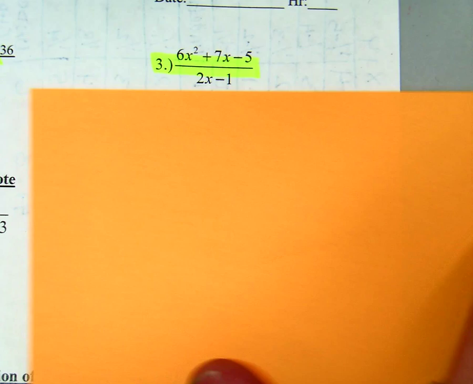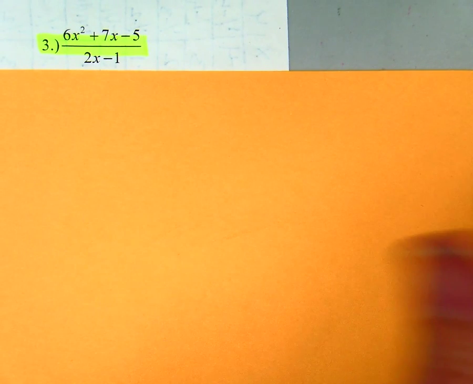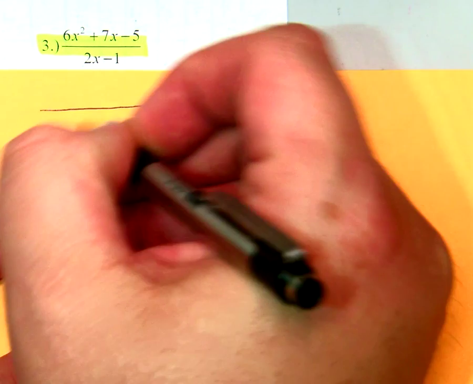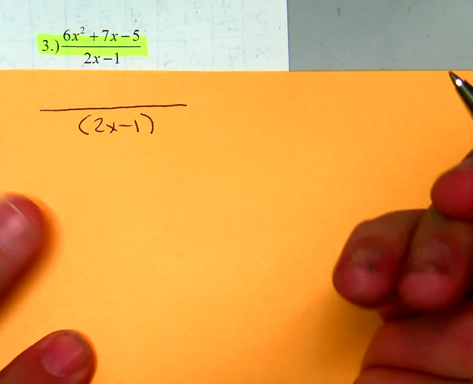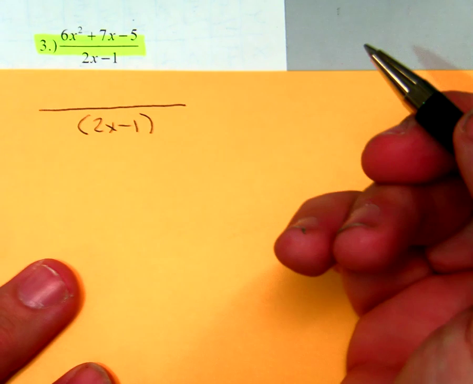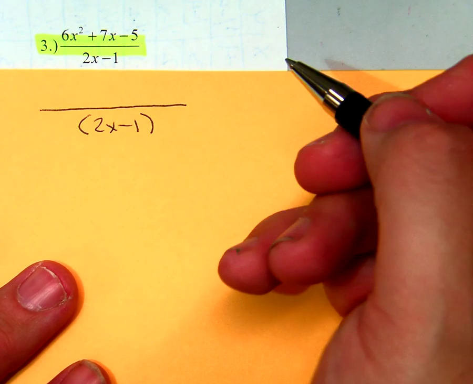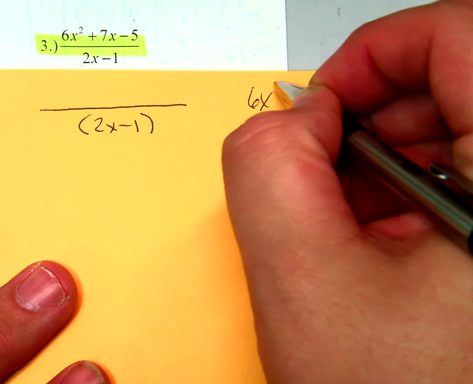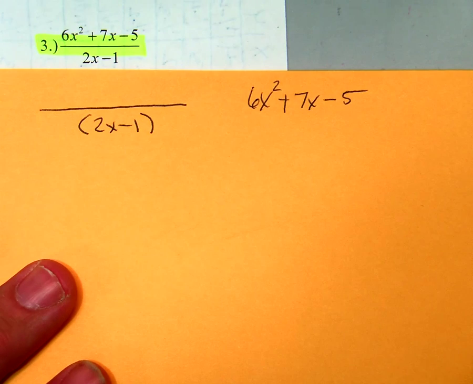And so what we need to do, like for number 3, is in the bottom we have 2x minus 1. And we have to determine whether or not that is removable. If it's removable, it's a hole, meaning that we can divide it out. So we're going to have to take that 6x squared plus 7x minus 5, and we're going to have to factor this.